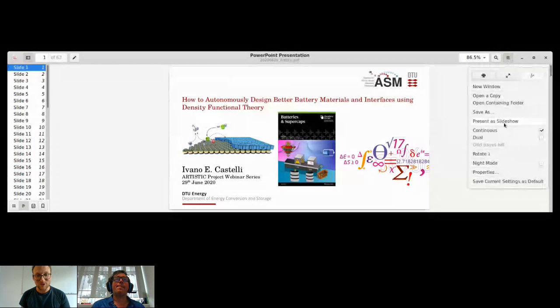So in the next half an hour or so, I'm going to discuss how to try to autonomously design battery materials and interfaces using density functional theory.